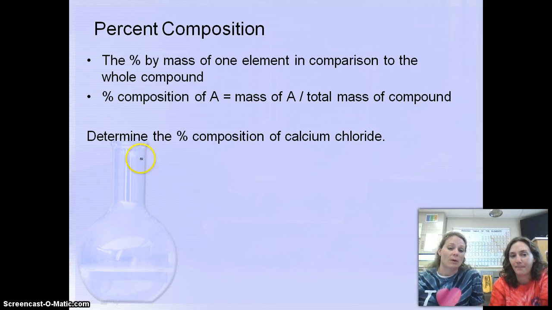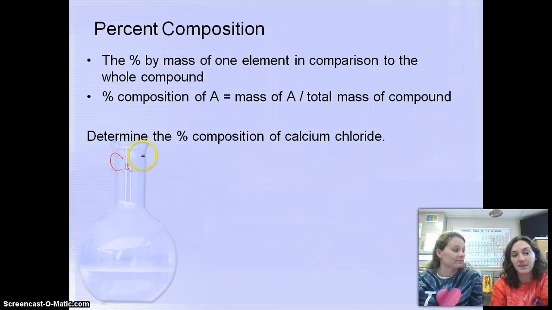So we're going to give you a practice problem. Determine the percent composition of calcium chloride. In this question, they didn't actually say calcium or chlorine, so they're going to want you to find both. So what we have to do is, number one, add up the molar mass of calcium chloride. Let's figure out what the formula of calcium chloride is.